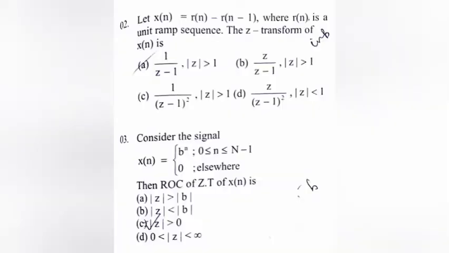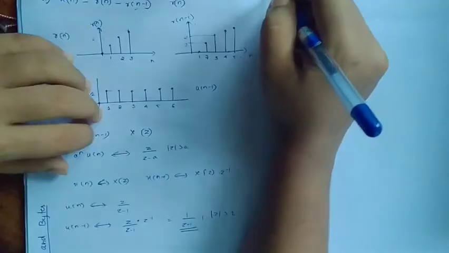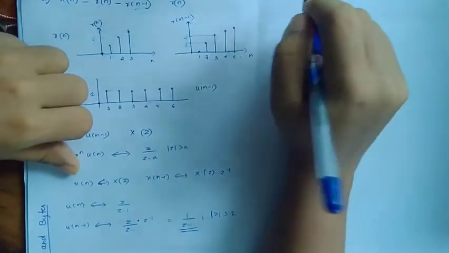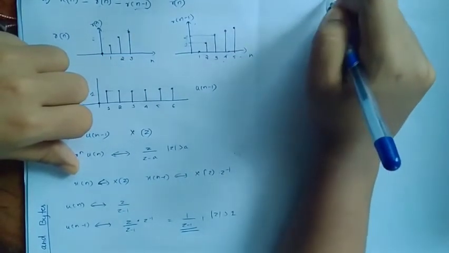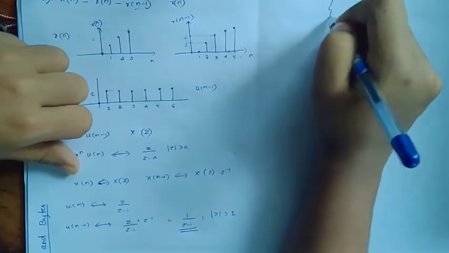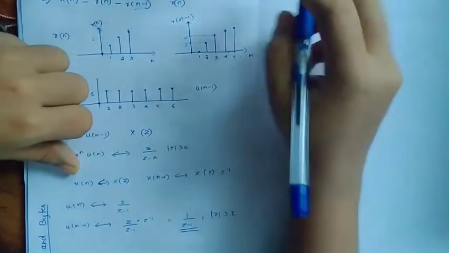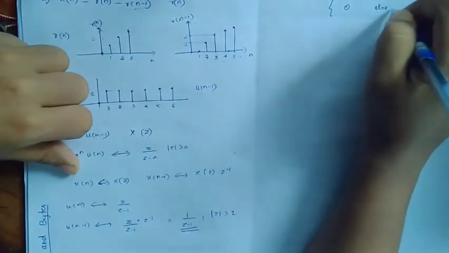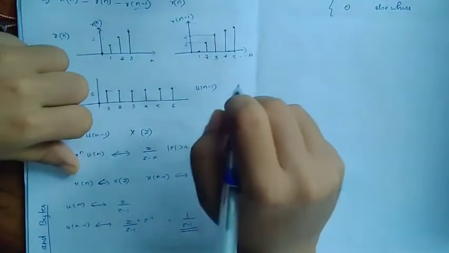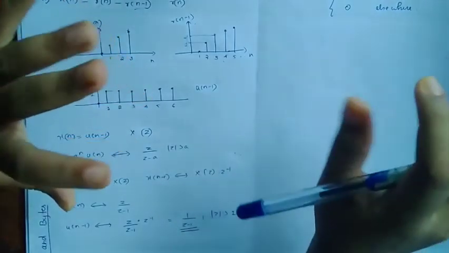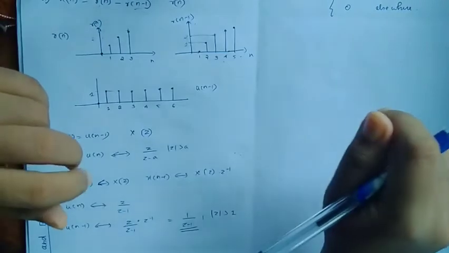Okay, now let's. So the third question, consider the signal x of n equal to b raised to n for 0 less than or equal to n less than or equal to n minus 1, and it is equal to 0 elsewhere, right? Then ROC of Z transform of x of n. So we have to find out the Z transform, and then we have to find out the ROC.